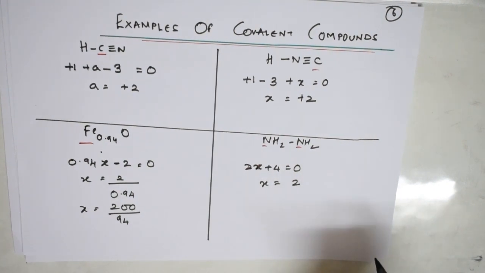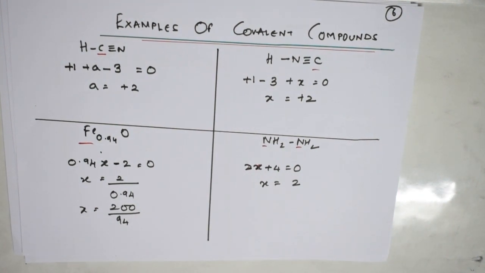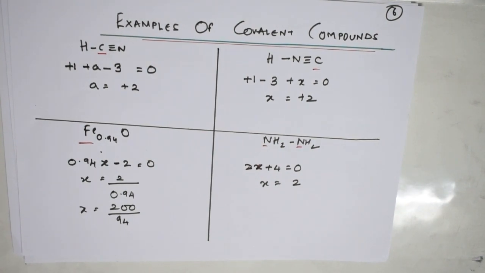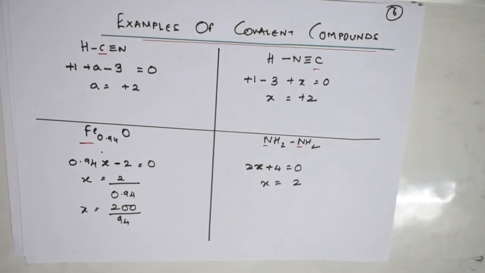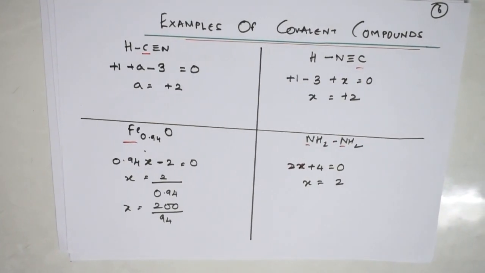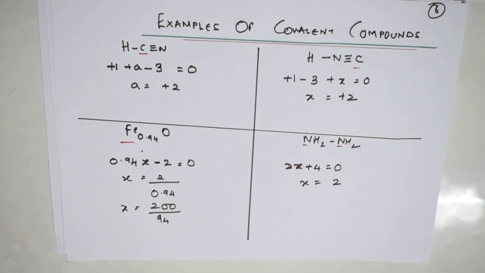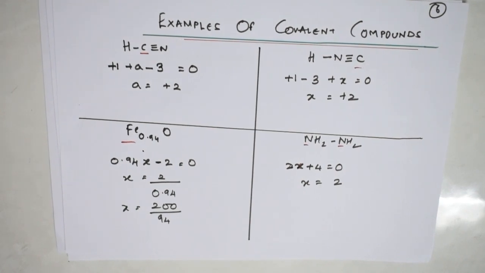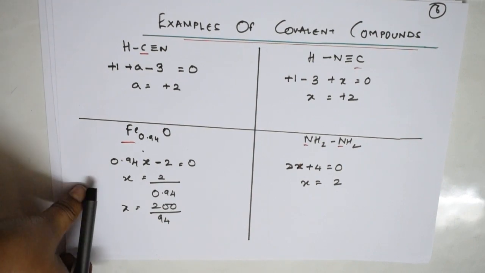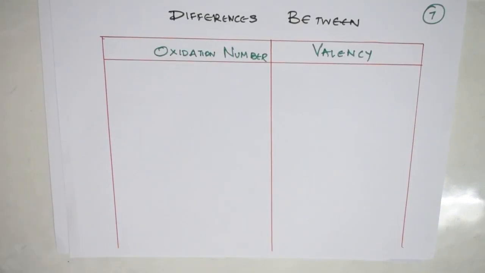Right. So I have given you an example of how to calculate oxidation number. I have given you examples for covalent compounds, how to calculate. I have given you an example for fractional oxidation numbers also. I have given you examples for the neutral salts or the double salts also. Now I'll be giving you one more important thing. Let us see the differences between oxidation number and valency. Most of the students get confused about what to do.